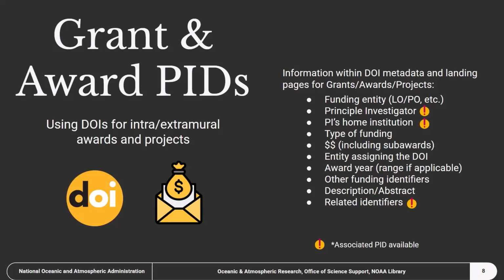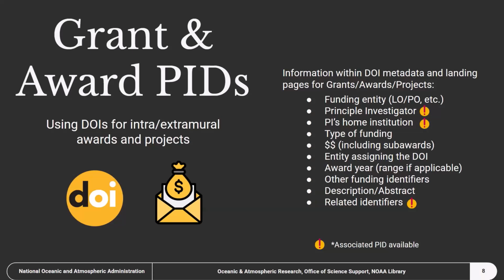So I talked a little bit about metadata schemas before. This is a very basic and low level description of what kind of metadata a DOI for a grant would have. So we would have the funding entity. For us, let's just say OAR. We'll use CPO as a good example, the Climate Program Office. In the metadata, the funding entity would be OAR CPO.